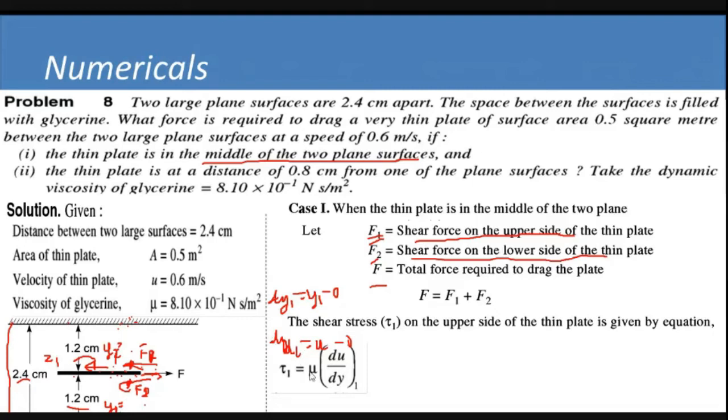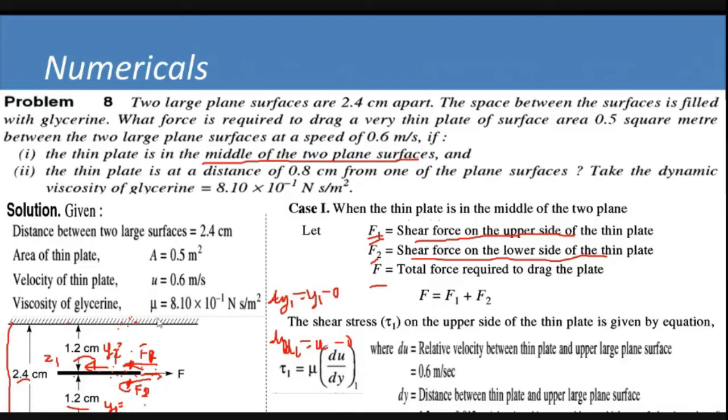So tau1 equals mu into du by dy for the upper side, that means 1. Mu is 8.1 into 10 power minus 1. du is the change in velocity between the thin plate and the upper plate, so it is u minus 0, that is 0.6 minus 0, so 0.6 meter per second. Similarly dy1 is the distance between the upper plate and the thin plate, so it is 1.2 centimeter.